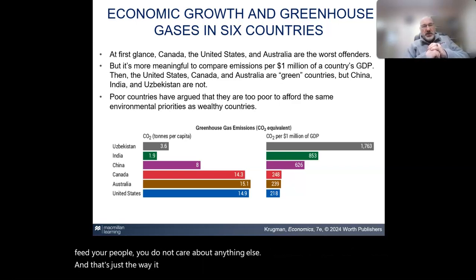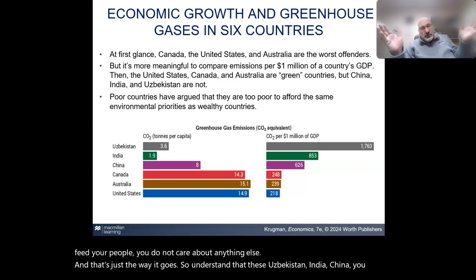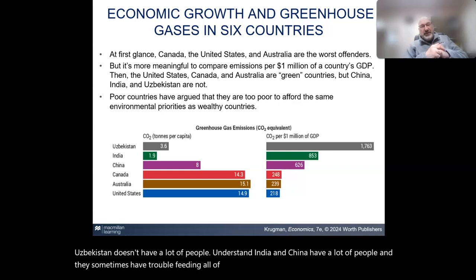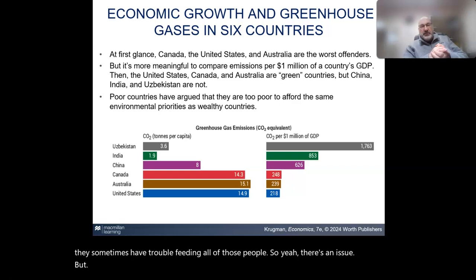So understand that with Uzbekistan, India, China, Uzbekistan doesn't have a lot of people. India and China have a lot of people and they sometimes have trouble feeding all of those people. So yeah, there's an issue, but that's going to be their thing. You need to feed your people first. And if you can't feed your people, you're not going to worry about that.